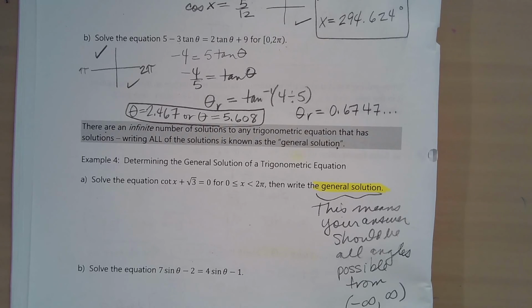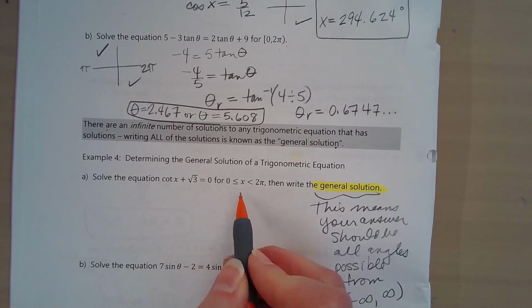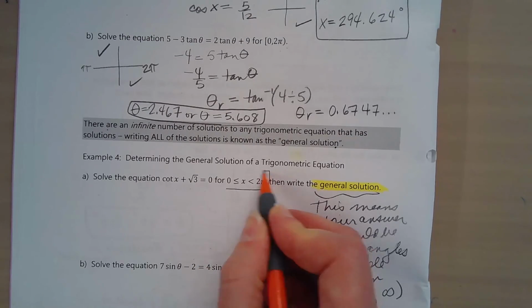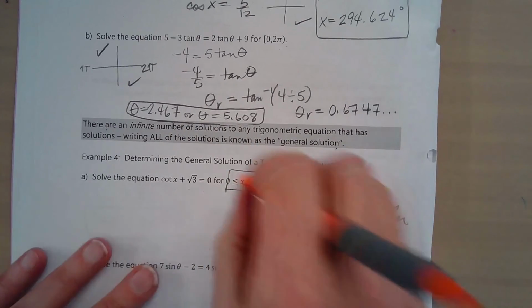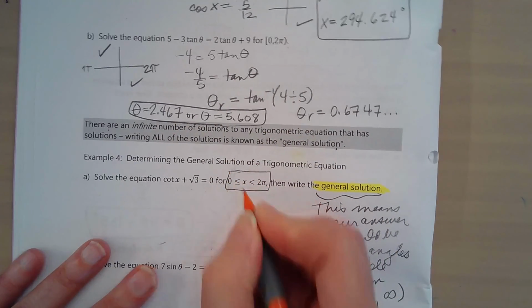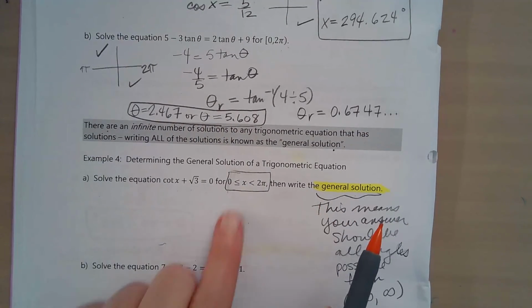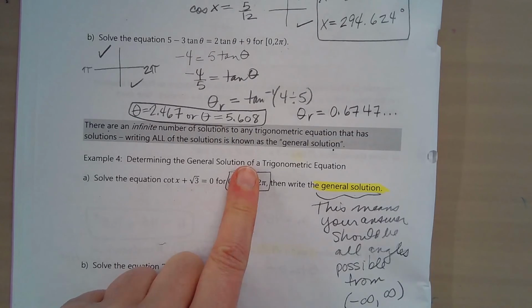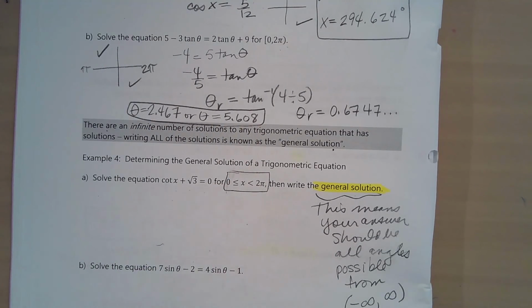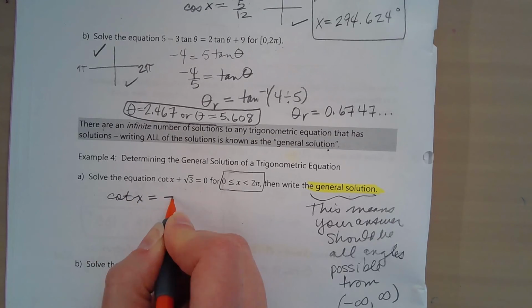So they kind of did a two-part here. It says solve the equation cotan plus root 3 equals 0. So do it for 0 to 2 pi, then write the general solution. Those words, general solution, just mean solve to infinity. Sometimes they'll just say, you won't usually have both, find the general solution for this. All right, so cotan, let's see what we got here. Cotan equals negative root 3.